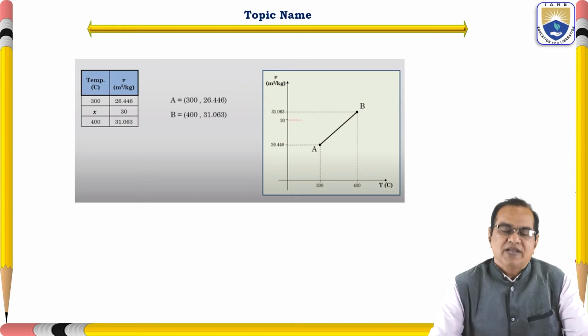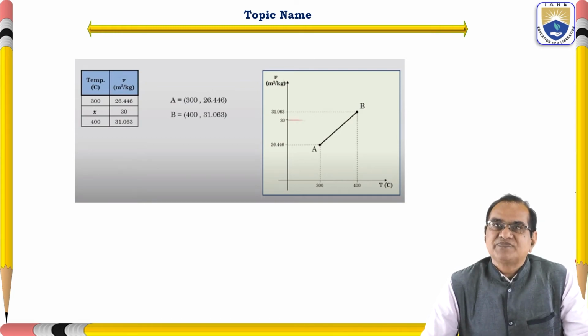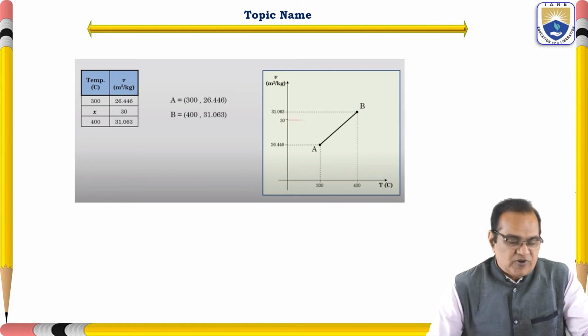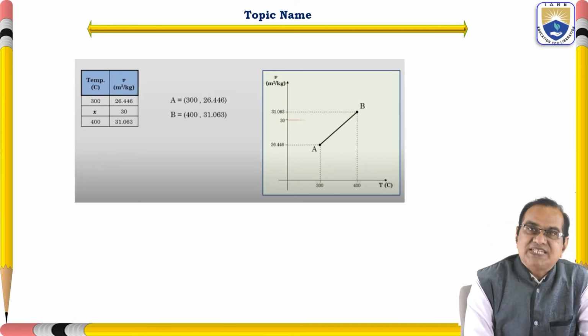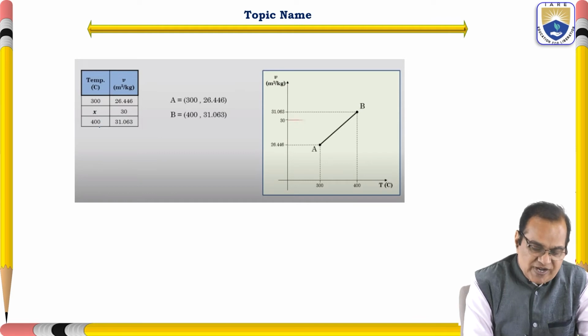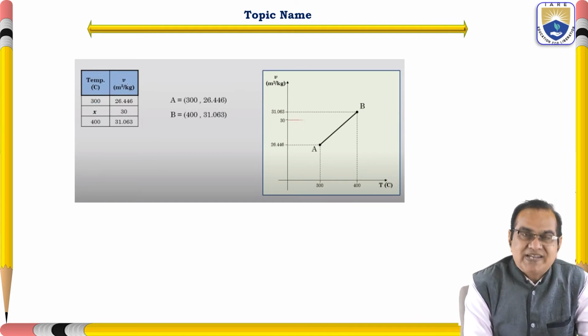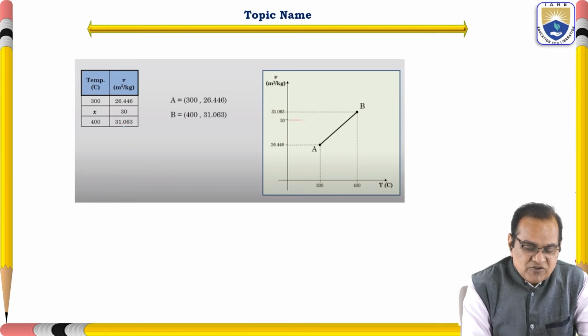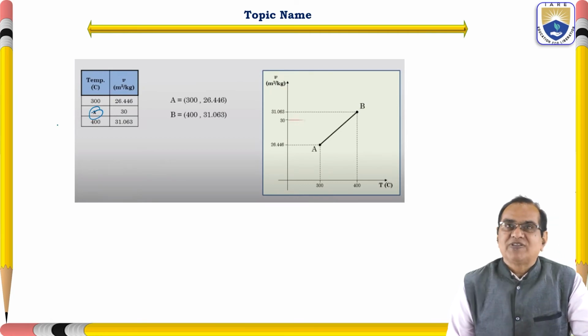So how can we interpolate? We should understand how we can get the interpolation. Like, the temperature is 300 degrees centigrade and 400 degrees centigrade. You will get the specific volume. At 300 you got 26.446, and at 400 you have got 31.063, and it is given as 30. So how can you find out the x?